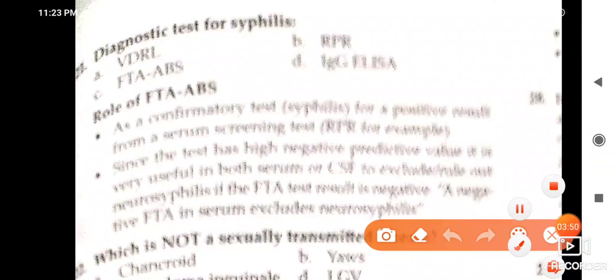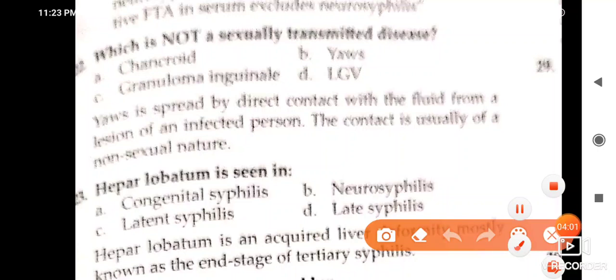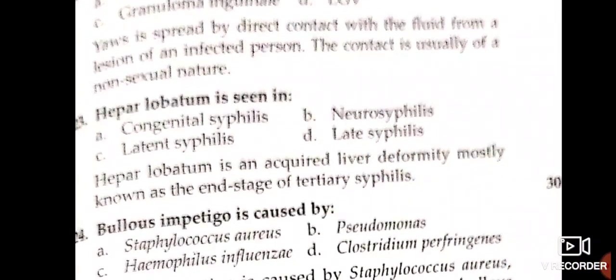Diagnostic test for syphilis is FTA-ABS. Which is not a sexually transmitted disease? Yaws is not a sexually transmitted disease. Hyperkeratosis is seen in late syphilis. End stage or tertiary syphilis is late syphilis.